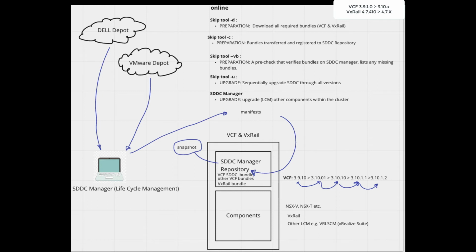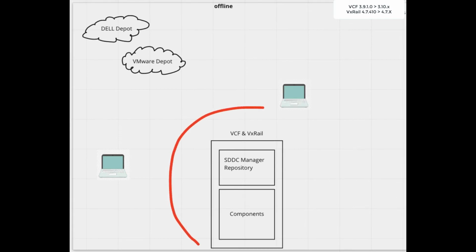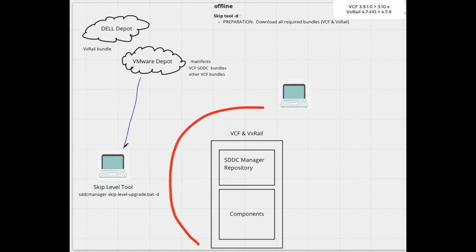So let's now go through an offline scenario where you're on a secure, dark site. And in this case, you're going to have restrictions. You won't be able to connect to both the VCF VxRail system and the depots at the same time. You might be using two separate machines depending on the security level on this site, or you might be using a laptop. Let's assume here you've been given two separate machines to use. One to collect the bundles from the depot, and then a separate machine to run the upgrade.